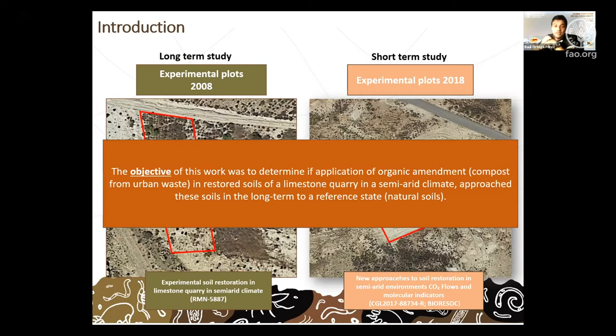In this work, we have studied if the addition of compost derived from urban waste permitted the development of soil chemical properties and bacterial communities similar to those of the natural soils of the surroundings, on a temporal scale of a decade.